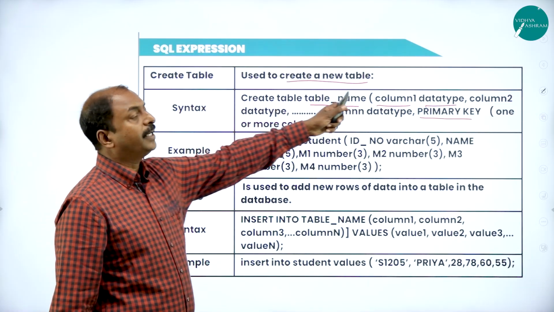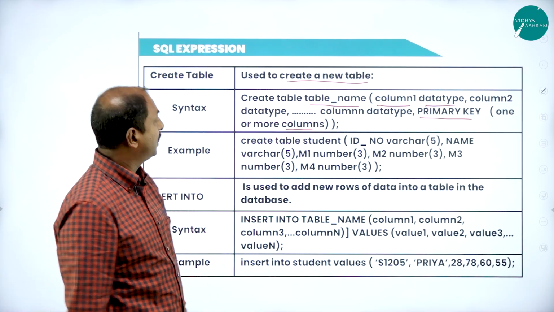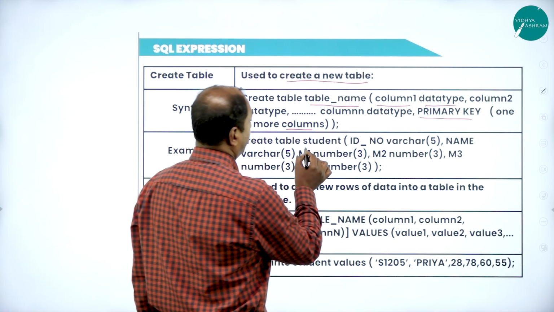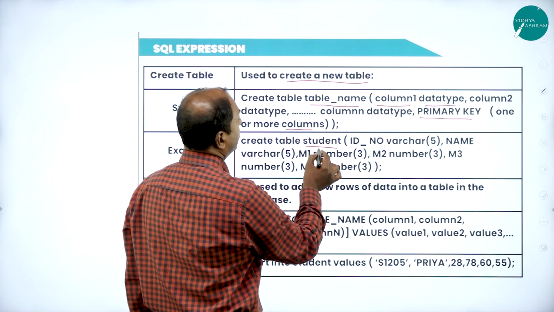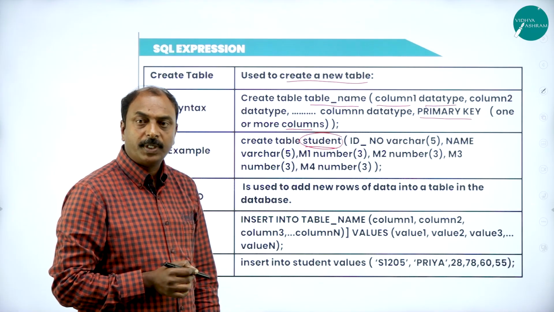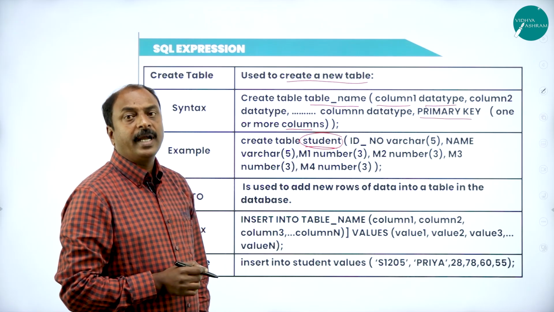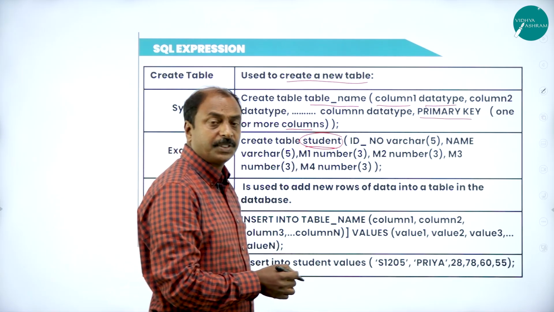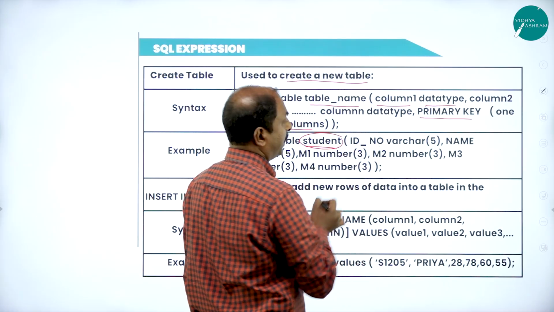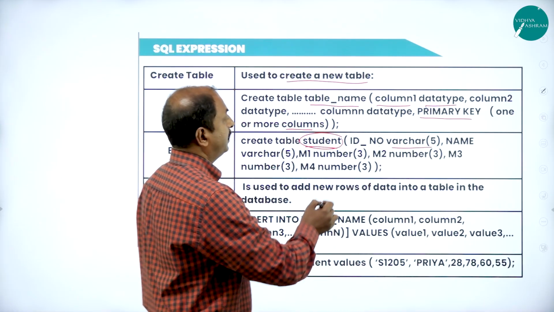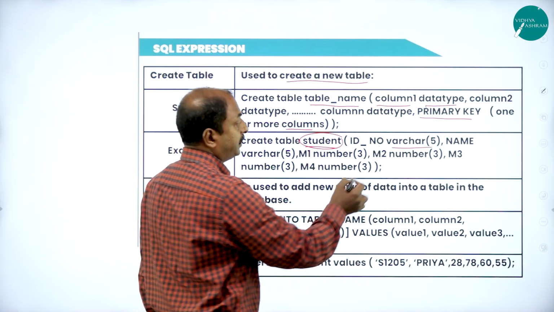So this is the syntax of the create table command. It is used to create a new table in a database. Now look at the example. Create table student. Look at the syntax here. This is the table name. In this example, it is a student table, and it is going to create a table with a number of columns. What are the columns here? In this example, ID number varchar 5. Here, this is the name of the column and this is the data type.